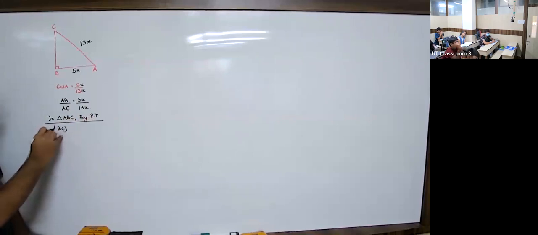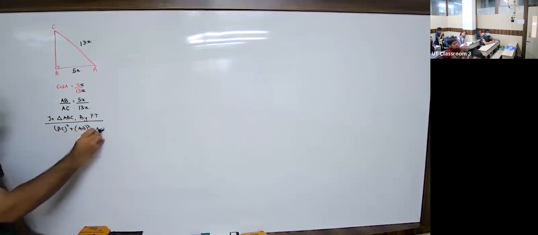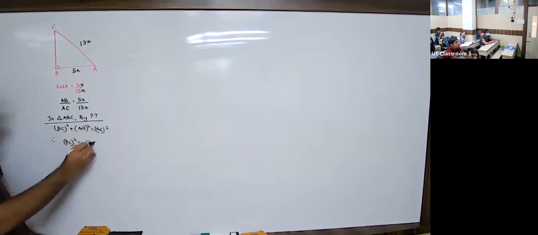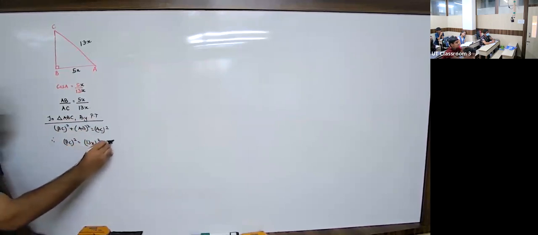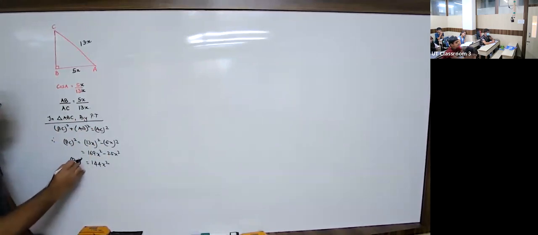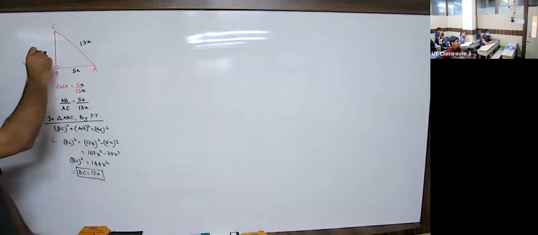BC squared plus AB squared is equal to AC squared. Therefore, BC squared is equal to 13x the whole squared minus 5x the whole squared, which is 169x squared minus 25x squared, which is 144x squared. This is BC squared. Therefore, BC is 12x. So now I have got this as 12x.